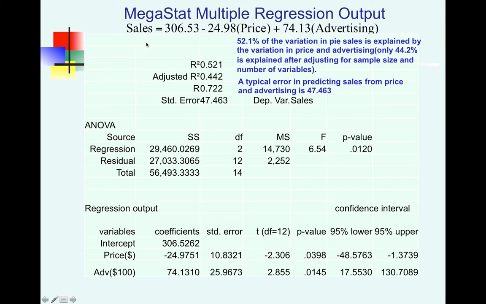But as things go, that doesn't make any sense because if I make my pies priced 0, I'm probably going to sell a whole lot more than this because I'm just giving them away. And if I don't spend anything on advertising, people won't know about the pies. So 0 for price and advertising probably doesn't make logical sense.